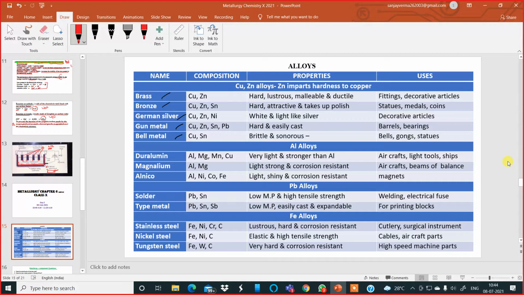I will explain the first 5 alloys one by one. Brass: the composition of brass is copper and zinc. No need to learn the percentage composition of copper and zinc. Properties you must remember: brass is hard, lustrous, with a shiny appearance, malleable and ductile. Malleable means it can be beaten into sheets. Ductile means it can be drawn into wires. Brass is used in electrical fittings and in making decorative articles.